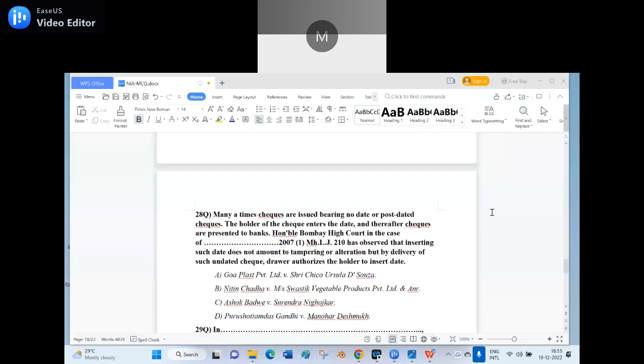A. Goa Plast Private Limited versus Sri Chico Ursula D'Souza. B. Nitin Chandu versus Swastik Vegetable Product Private Limited and another. C. Ashok Badwe versus Surendra Nigojkar. D. Purushottam Das Gandhi versus Manohar Deshmukh. Which is the appropriate case law?